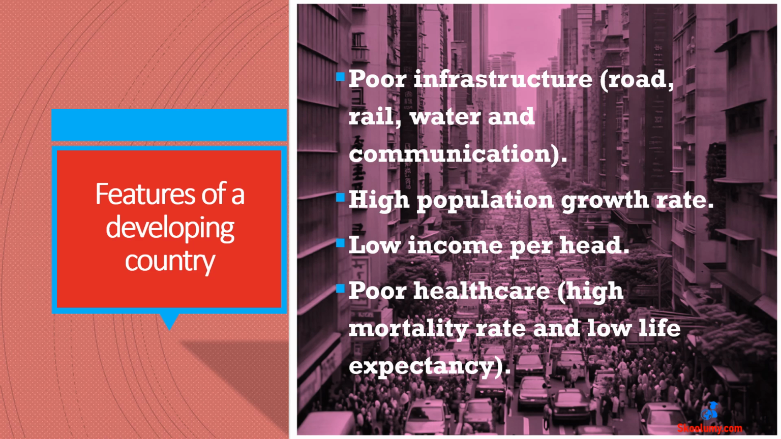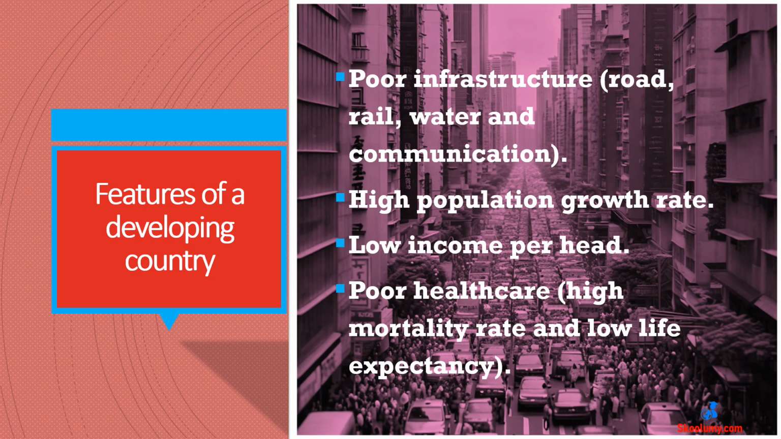Number 2. Population grows at a high rate due to high birth rate. Number 3. Developing countries are characterized by low average income or low income per head. Number 4. Poor healthcare, which results in high mortality rate and low life expectancy.